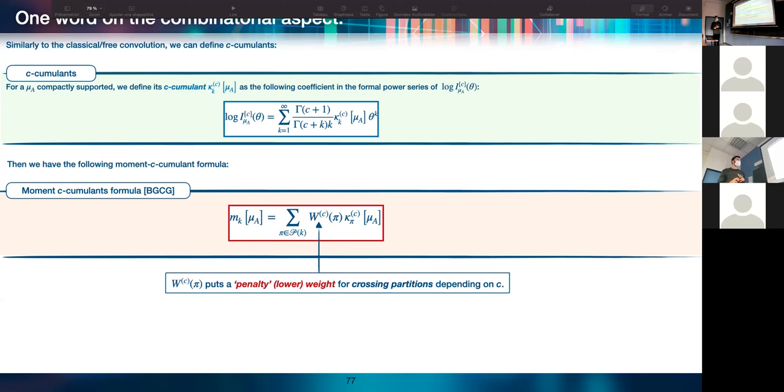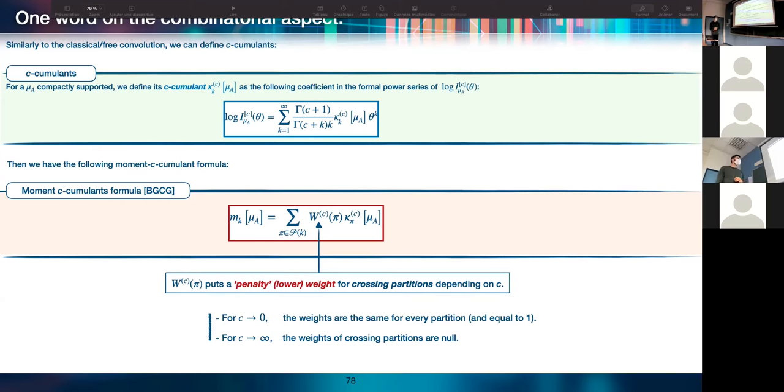If they are crossing, you put some penalty over the weights so that they contribute less to the sum. And at the limiting case, as C goes to zero, the weights are the same for every partition. So you recover the classical moment cumulant formula. And as C goes to infinity, the weight of the crossing partitions is nil. So you are just summing over non-crossing partitions. So what this formula says is actually there is also a convolution in terms of the moment cumulant combinatorial expression.